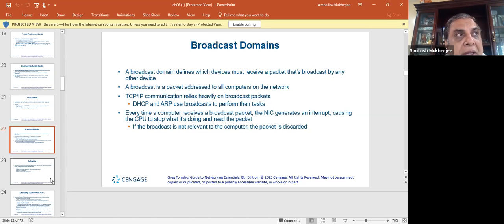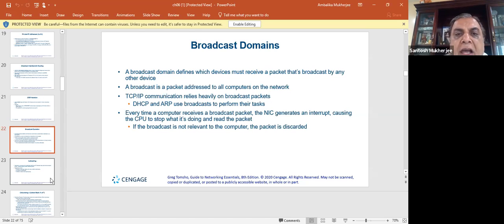So the broadcast domain has a specific purpose, which usually determines which packet it has to receive and which packet it has to pass on to the other device. A broadcast is a packet addressed to all computers on the network. A broadcast is a universal packet address by which it can reach the entire network of computers.